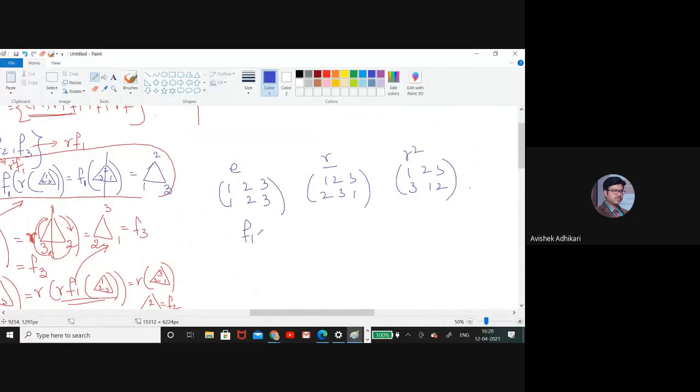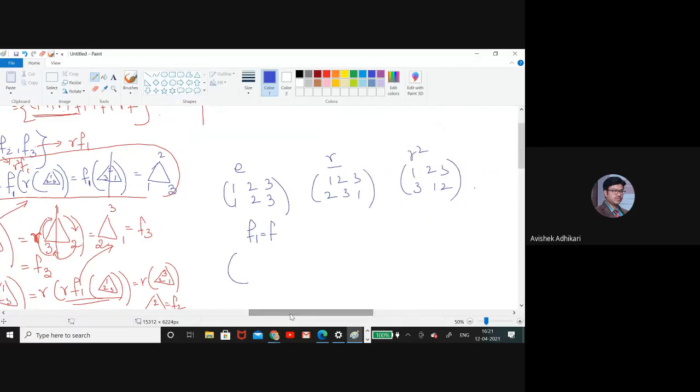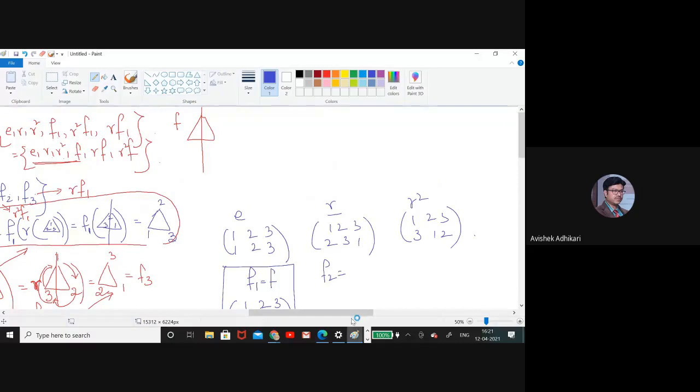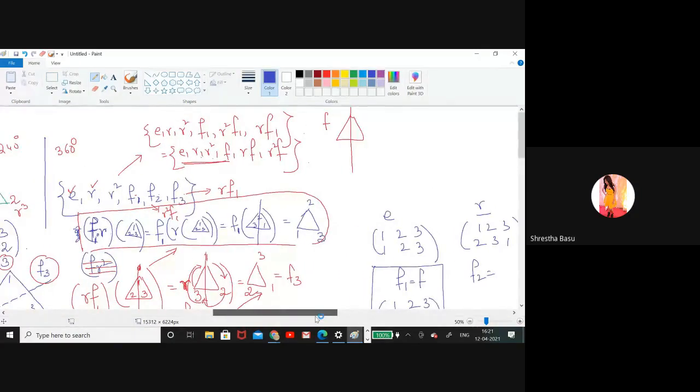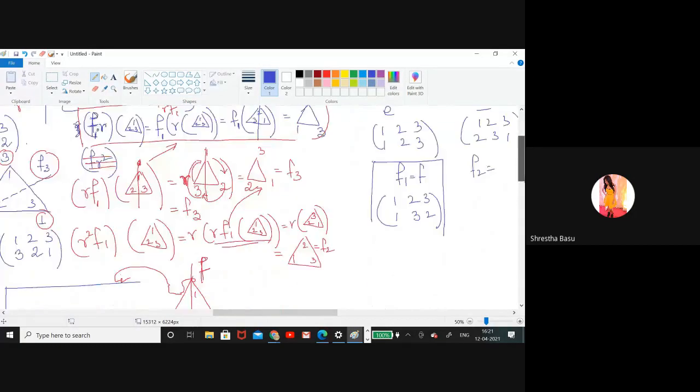Similarly, I had F1, which I later on replaced by F. And what was my F? F was the vertical one. That means 1 remains the same and 2 3 were shuffled. So 3 and 2, right? It was my A for F1. Similarly, I had F2, and F2 was, I have just written 213 here.